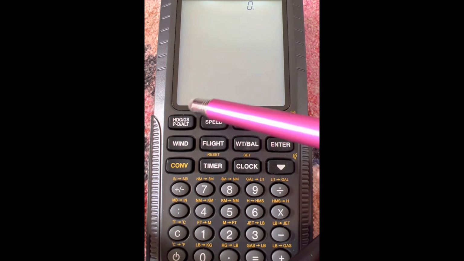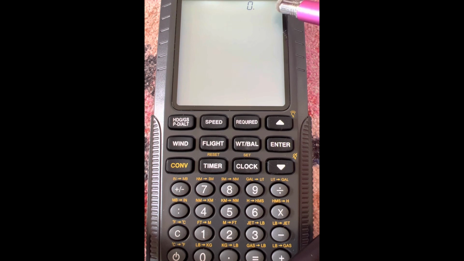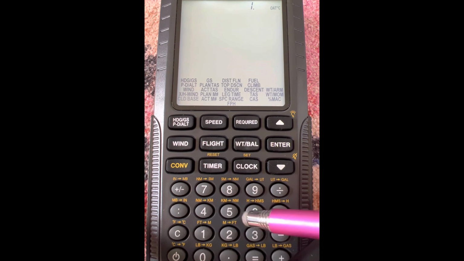So if we hit enter on cloud base, it's going to first ask us for an outside air temperature. So for this example, let's use 16. So we enter 16, we press enter. And the next thing it's going to ask us for is the dew point. So let's say the dew point here is 6 degrees. So we have a 10-degree dew point spread.